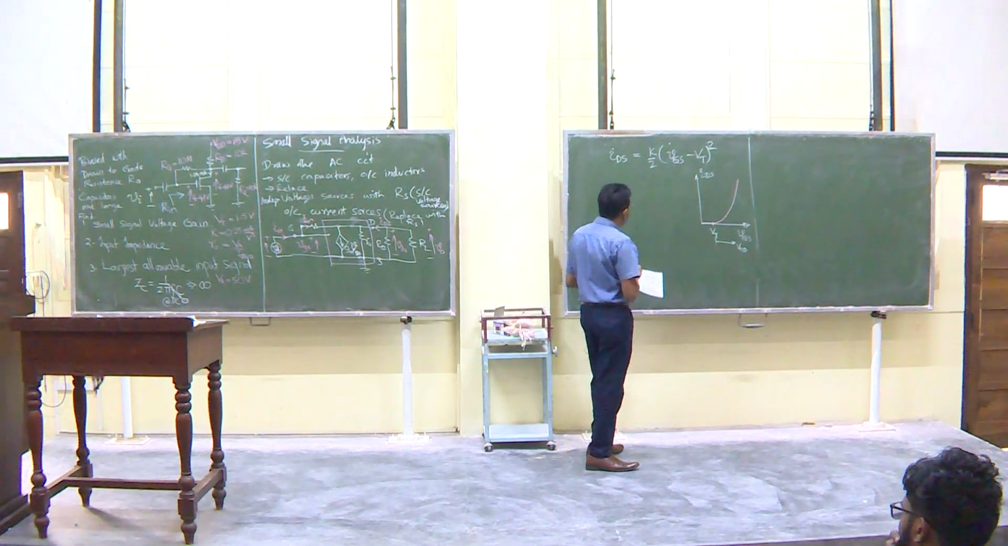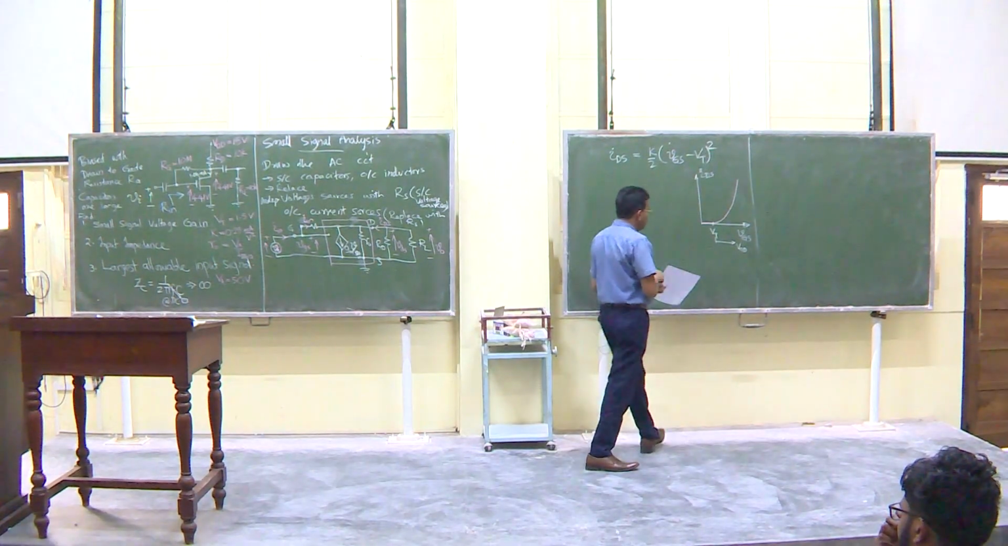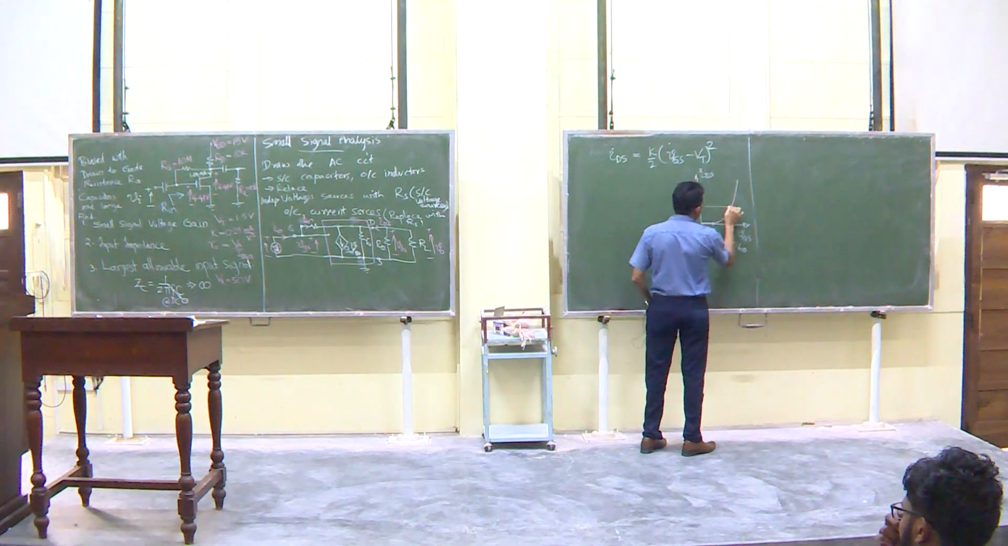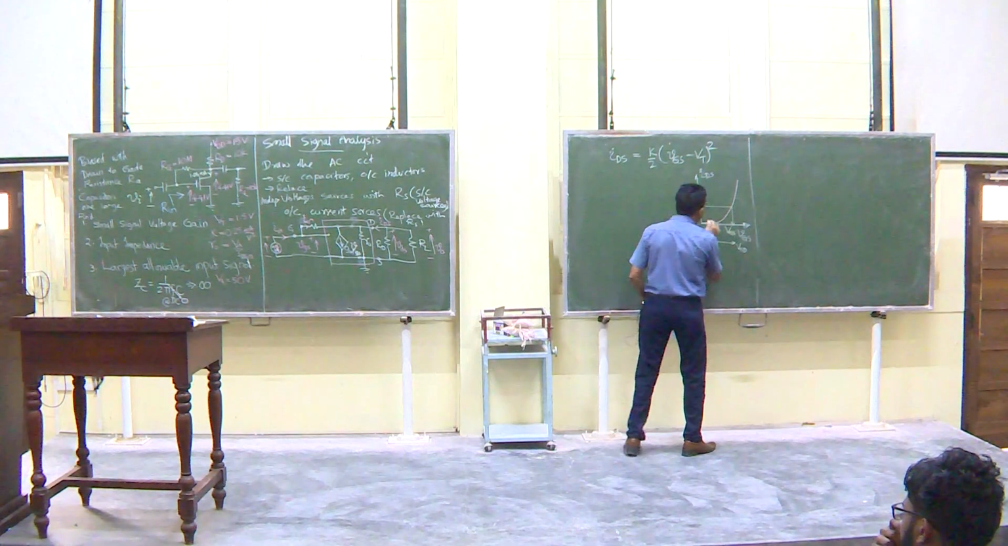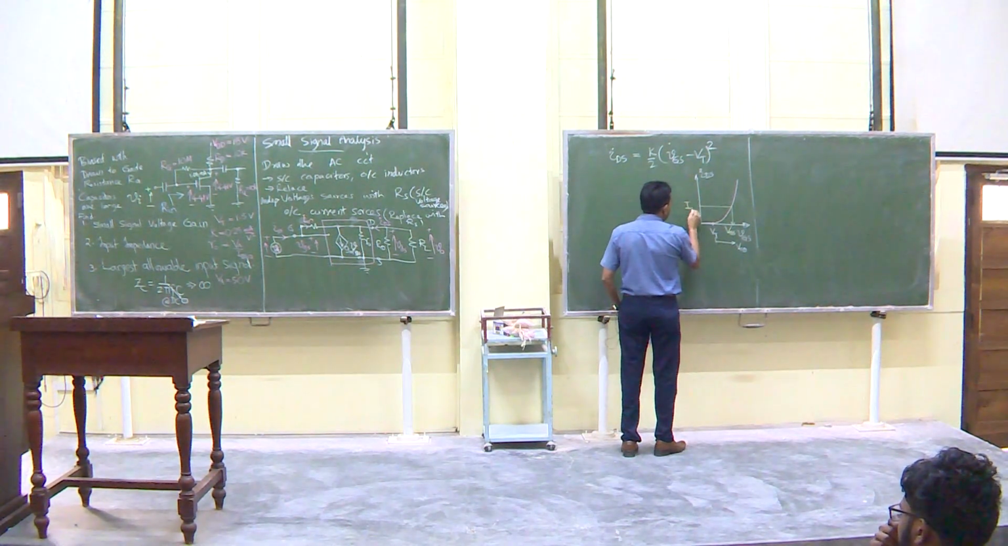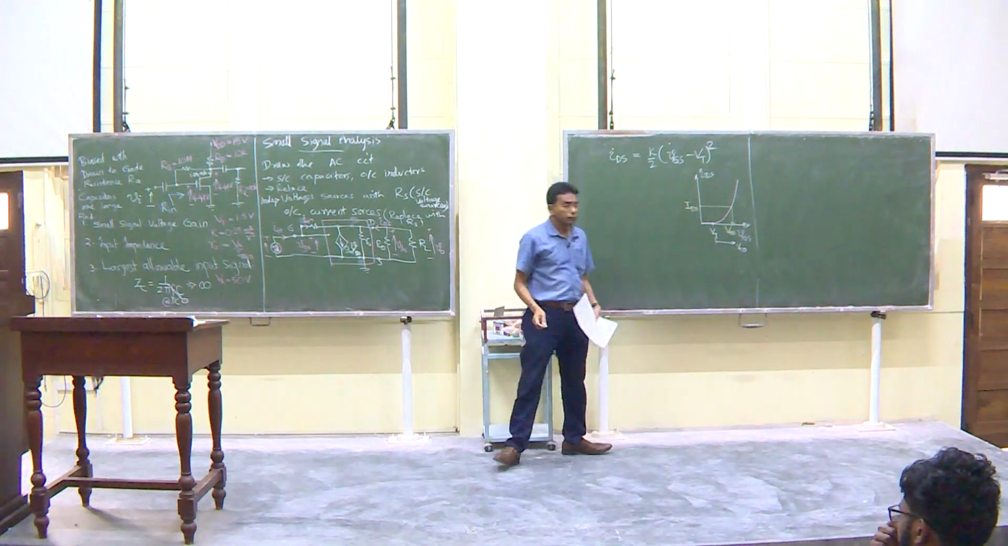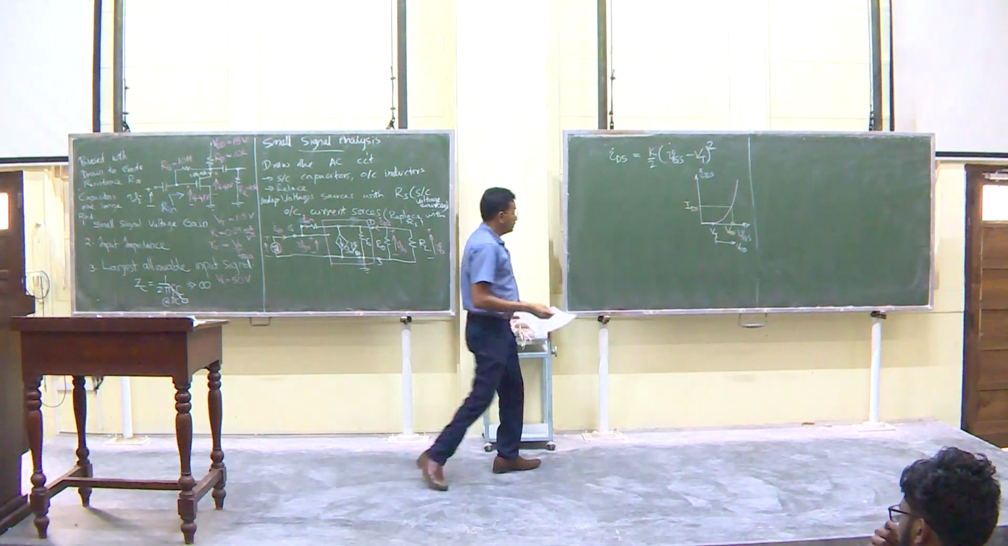Now, for this we know the operating point. Let's say our operating point is somewhere here, which is VGS, IDS. That's the Q point.